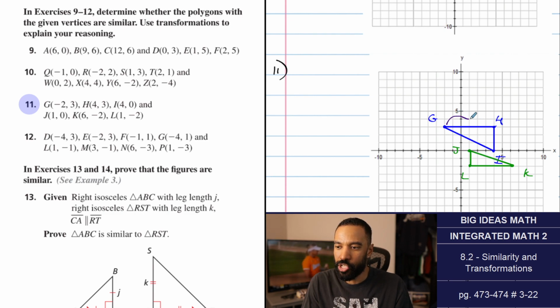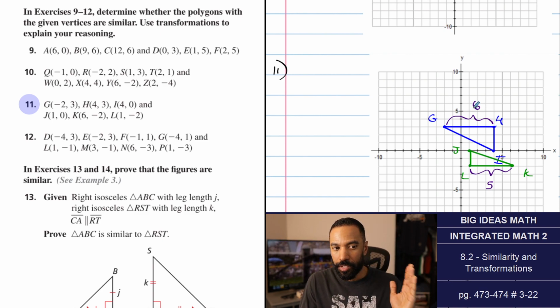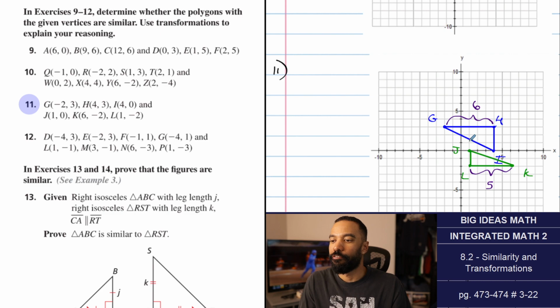Like from G to H, they're 6 apart. From L to K, they're 5 apart. Interesting. I have to triple, quadruple check everything's right, and it looks good. J to K, that's 6. From H to I is 3 apart. From J to L is 2 apart.